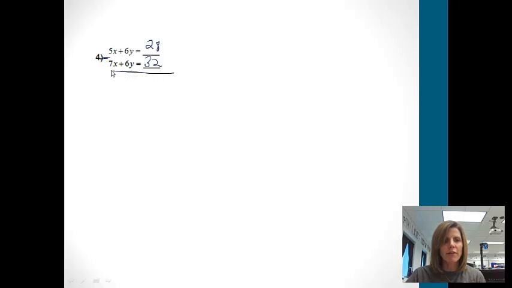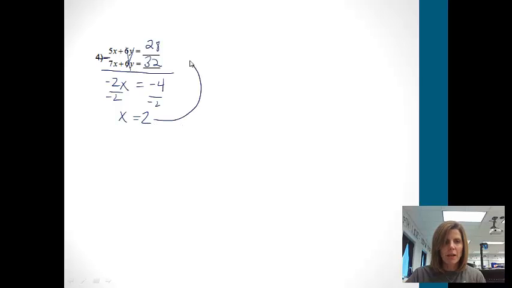So this time, instead of adding, we'll subtract again. 5x minus 7x is negative 2x. 6y minus 6y is nothing. And then equals 28 minus 32 is negative 4. And I'll divide both sides by negative 2, and I will get x is equal to 2.